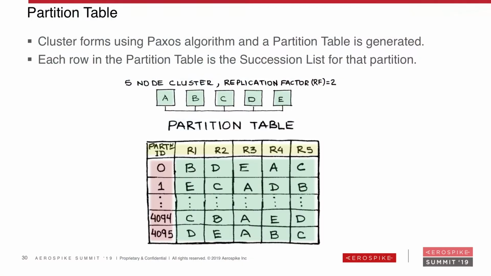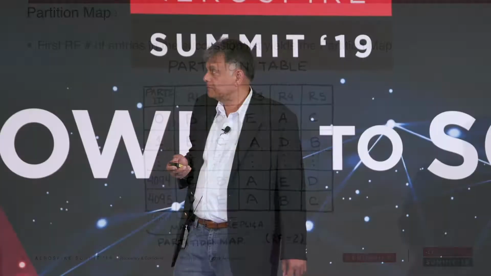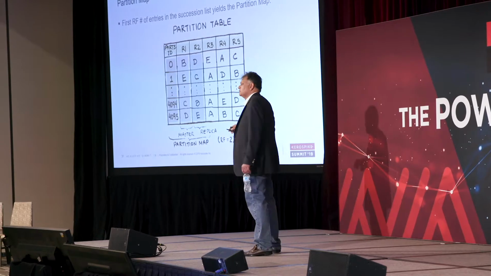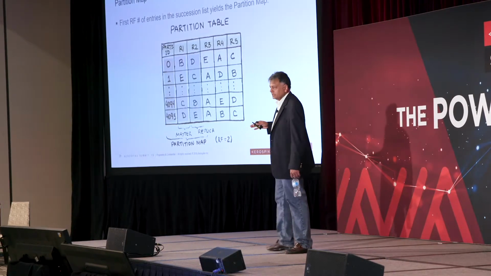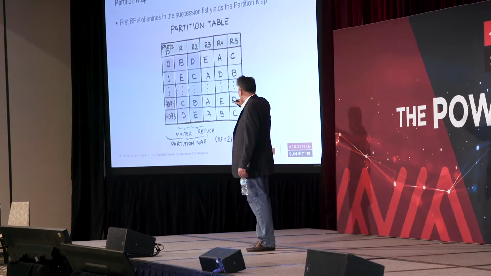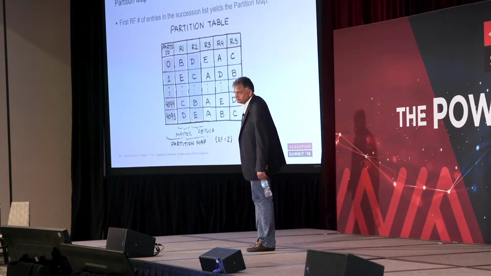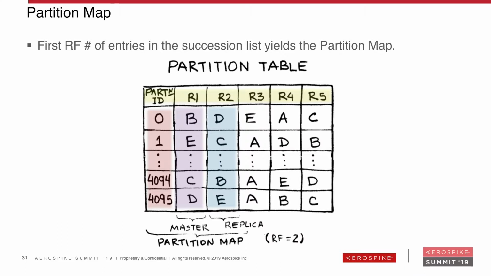Now, when the cluster forms, you have this partition table generated, and each row becomes a succession list. And because it's a deterministic algorithm, every node, once it knows which other nodes are in the cluster, can generate it locally, right? If you choose a replication factor of 2, the first 2 columns of this partition table become what we call the partition map. And that's all the client is interested in, to know who is the master and who's the replica. So that's your partition map. It's the subset of the table based on the replication factor you have chosen.